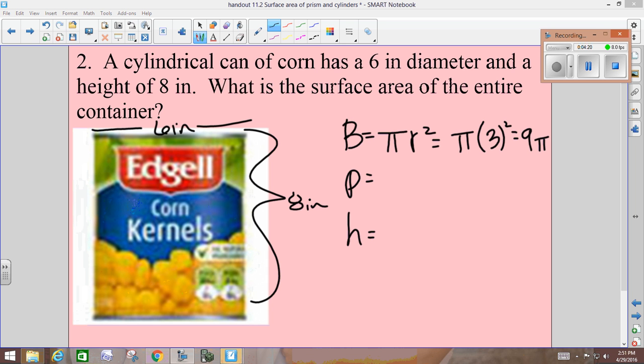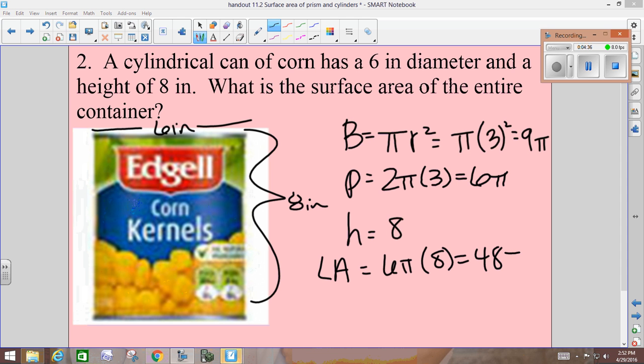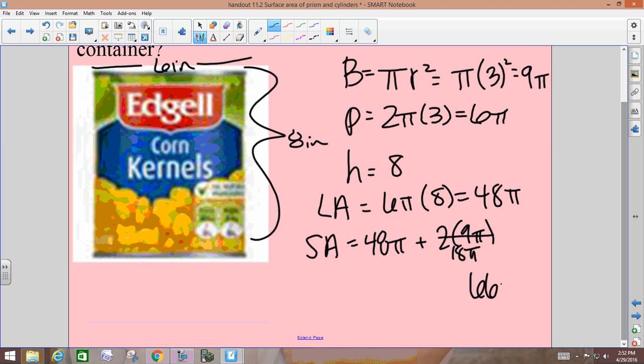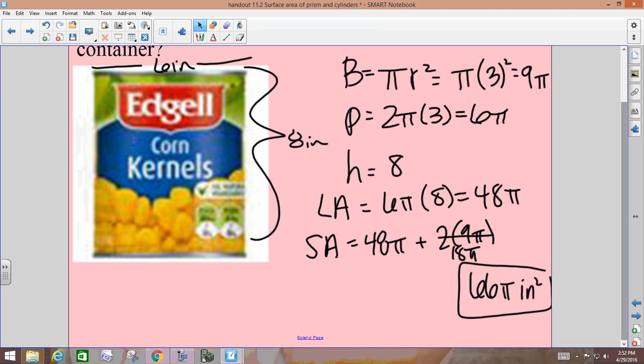Brian, what's P stand for? Yep, how do you find perimeter on a circle? Good, so 2 pi times 3, so you should have 6 pi, right? Yeah, and Gracie, what's the height? Good. So lateral area, perimeter, 6 pi times the height, 8, gives us 48 pi. And then surface area is the lateral area plus how many bases? So 18 pi plus 48, 66 pi square inches.